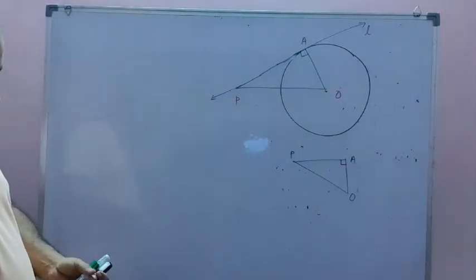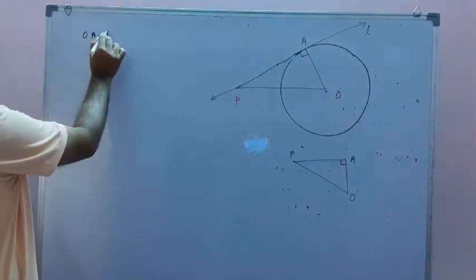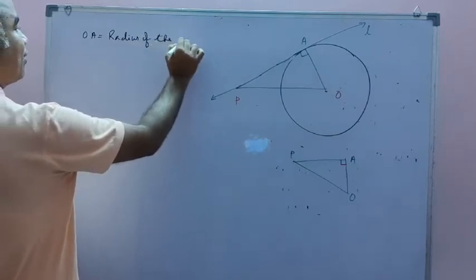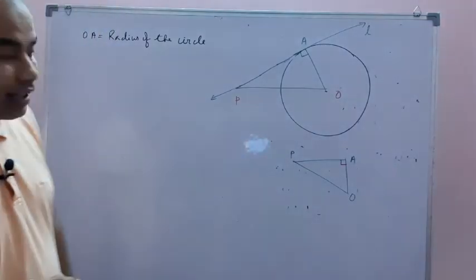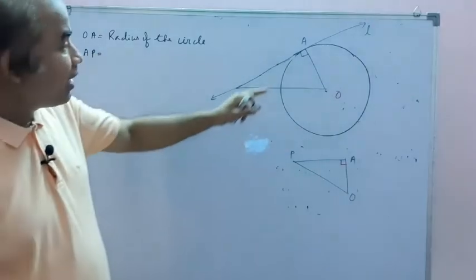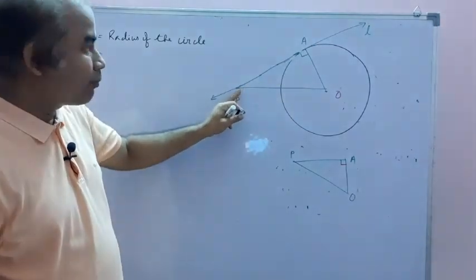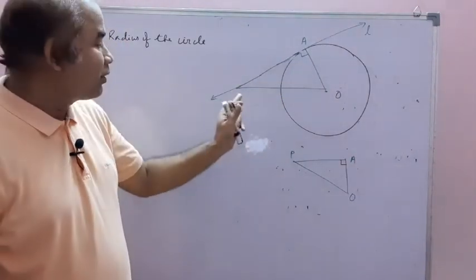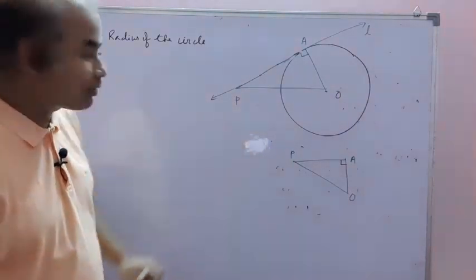Clear? So now here there are three sides of the right triangle. One side is OA. It is the radius of the circle. That means one side of the right triangle is the radius of the circle. One side PA is the distance between the point of contact and this point P on the tangent. P and A are two points on the tangent L. So the portion between P and A is a segment, and the length of this line segment is called what?